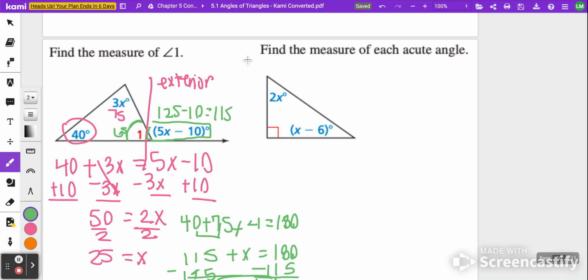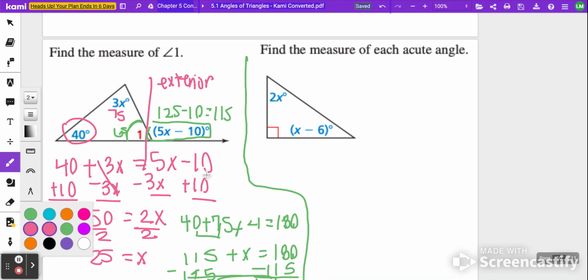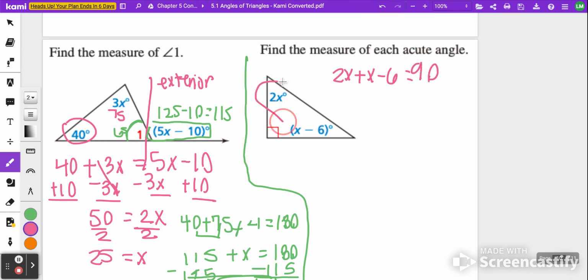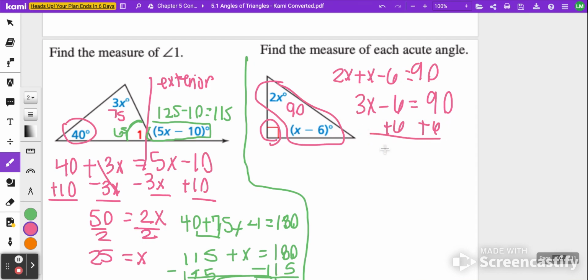This last one talks about what was stated previously, and it says the acute angles of a right triangle are complementary, which just means if I have 2x and x minus 6, that is going to be equal to 90 degrees, because if this is 90 degrees and this is 90 degrees, together they make 180 degrees. 2x plus x gives me 3x. Now I have 3x minus 6 is equal to 90. Add 6 to both sides. 3x is equal to 96, so x is equal to 32.